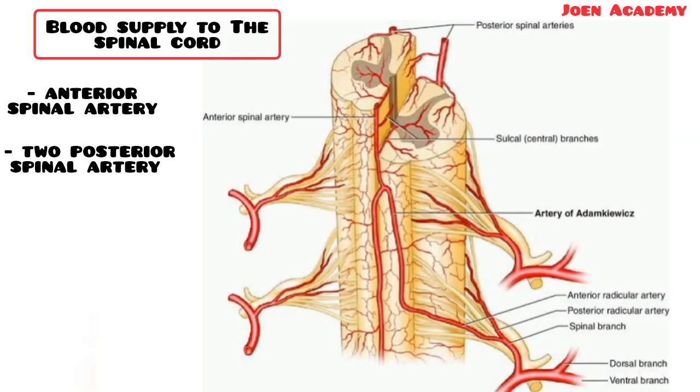The great anterior segmental artery of Adamkiewicz reinforces the circulation of the inferior two-thirds of the spinal cord and is found on the left in the majority of individuals. The radicular arteries supply and follow the path of the anterior and posterior nerve roots. Some radicular arteries may also contribute to supplying the spinal cord.